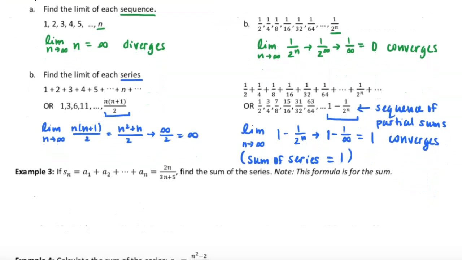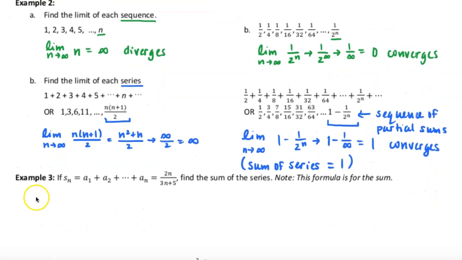Okay, let's do another example. Example 3. If S sub n is equal to a1 plus a2 all the way to an, which is equal to 2n over 3n plus 5, find the sum of the series. We're given this note here that this formula is for the sum. So I'm actually not even given the individual components because quite frankly it doesn't matter what they are. All I'm looking for is the sum of the series. So the sequence that this comes from actually doesn't matter. It can only really be used to find the formula for this series.